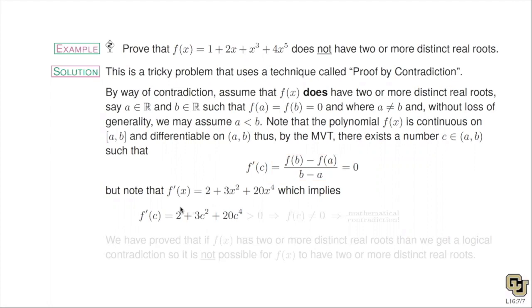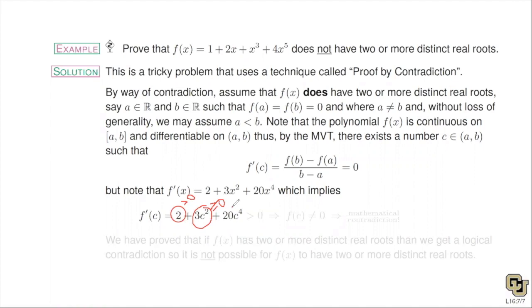So here, if we look at this, 2 is a number that's greater than 0. So this is bigger than 0. If you look at c squared, because it's squared, it is greater than or equal to 0.